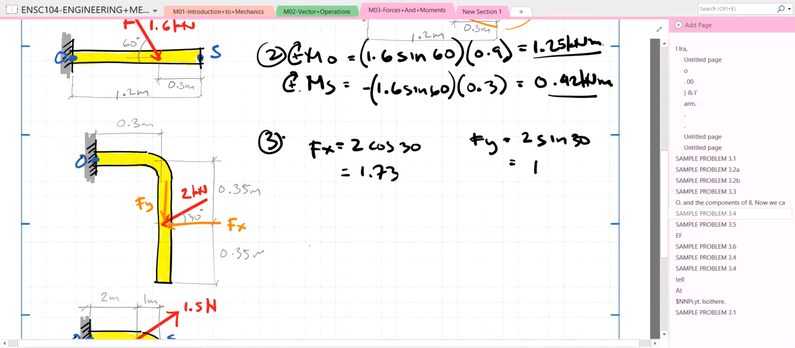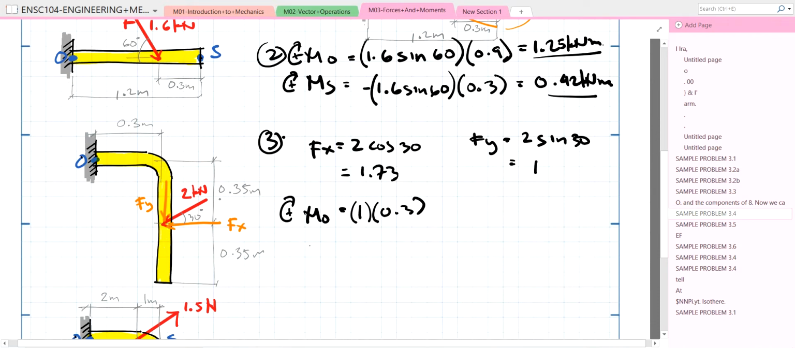All right, so the moment at O is equal to, first let's solve for the moment produced by Fy. So Fy times the perpendicular distance. Here's the perpendicular distance, so Fy is 1 times the perpendicular distance of 0.3. If this is positive, then Fy will cause a positive rotation, a clockwise rotation.